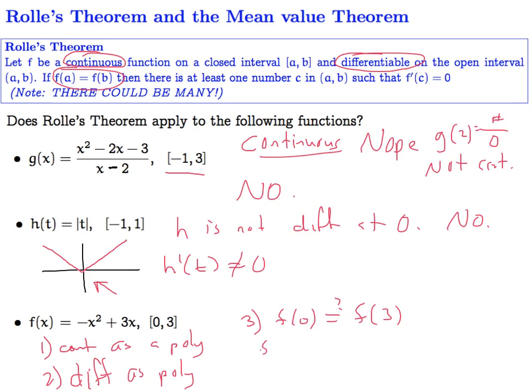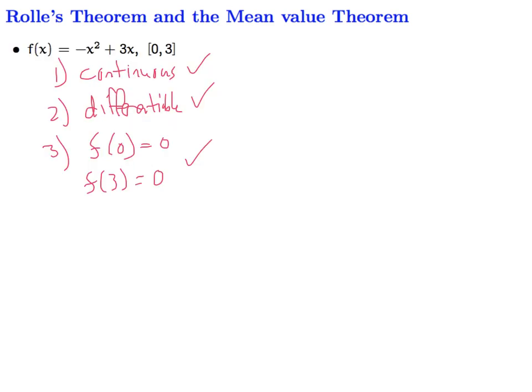Well, what we can do is say f of 0, let's see if we run through it, gets 0. F of 3 is equal to -9 squared plus 9, which equals 0. So this means yes, Rolle's theorem applies. And we're good to go. This means that there is going to be a place where our derivative is going to equal 0 somewhere between 0 and 3.